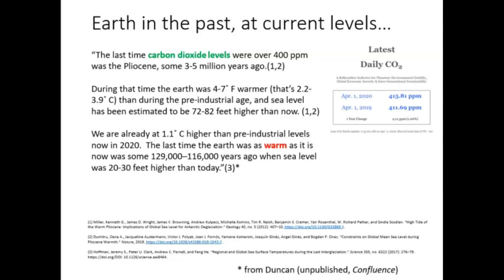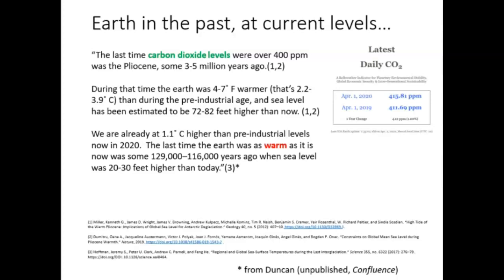Already, the Earth's concentration of CO2 in the atmosphere is at about 415 parts per million. The last time carbon dioxide levels were over 400 parts per million was the Pliocene, some 3 to 5 million years ago. During that time, the Earth was 4 to 7 degrees Fahrenheit warmer. That's 2.2 to 3.9 degrees Celsius. And those temperatures are relative to the pre-industrial age. During that time, sea level has been estimated to be 72 to 82 feet higher than it is now.